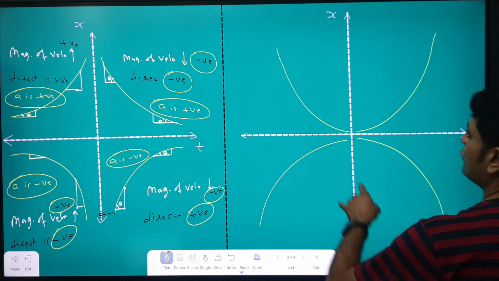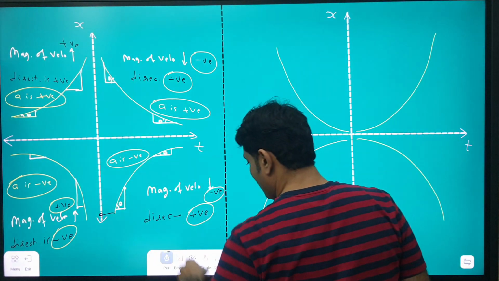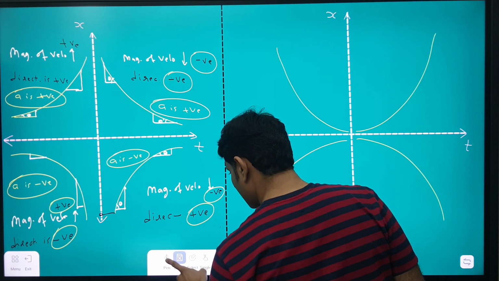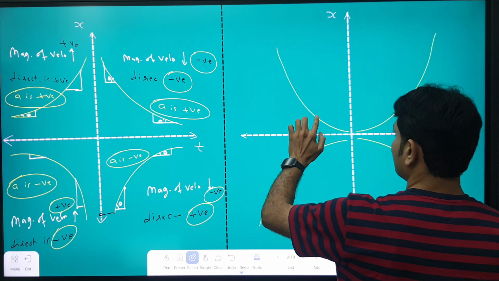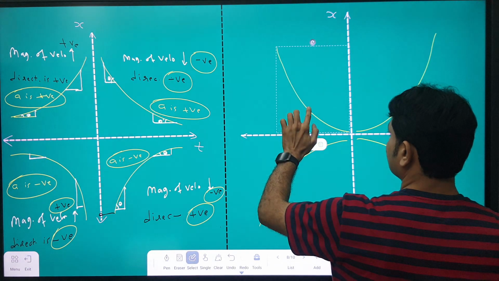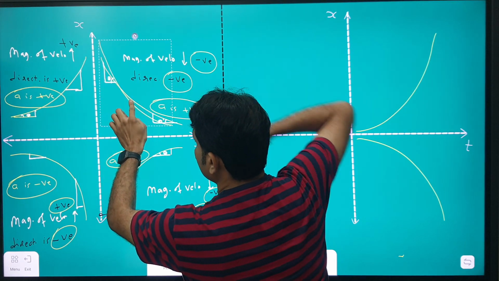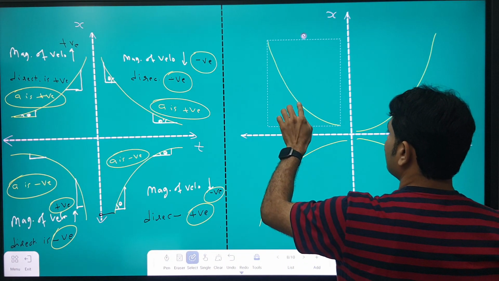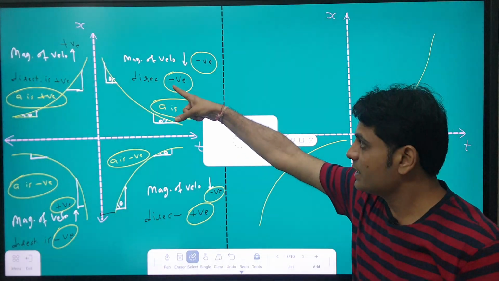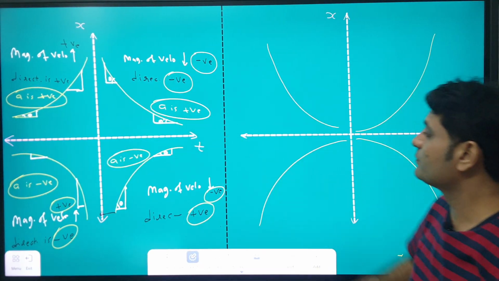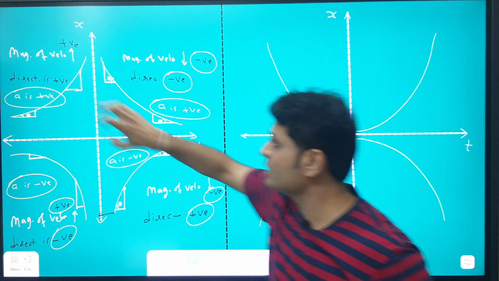See, in this case, if you want to solve this, the line is going like this. You can compare this line with any one of these four lines. One of the four lines over here resembles this one. So this line is exactly like this. As the time increases it is decreasing, so whatever is written over here will go for this line. So for this case again the magnitude of velocity will decrease, direction is negative, acceleration is positive. Similarly this line resembles the line over here, so whatever is written over here will go for this also.